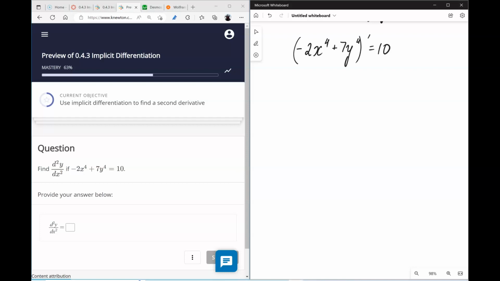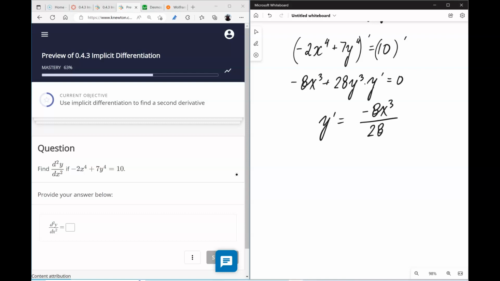Again, derivative of both sides, chain rule, linearity, and here the y prime is equal to negative 8x cubed divided by 28y cubed.